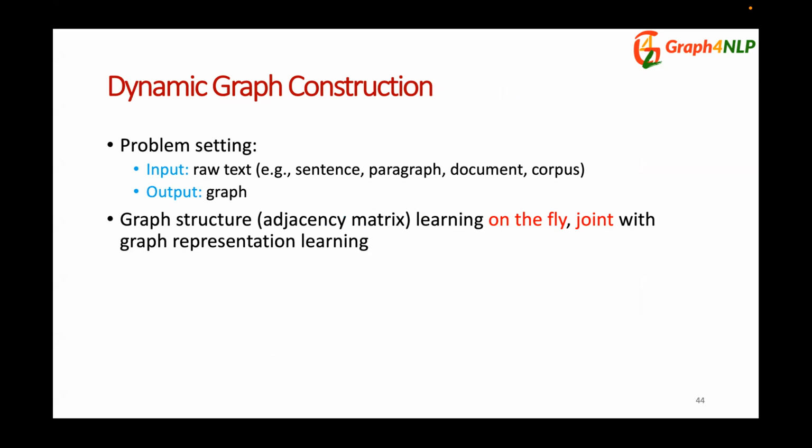Next, we will talk about dynamic graph construction, which shares the same goal as static graph construction. But unlike static graph construction, which is performed during pre-processing, dynamic graph construction operates by jointly learning the graph structure and the graph representations on the fly. The ultimate goal is to learn to optimize the graph structures and the graph representations with respect to a certain downstream NLP application task. We summarize the typical dynamic graph construction pipeline as the following.